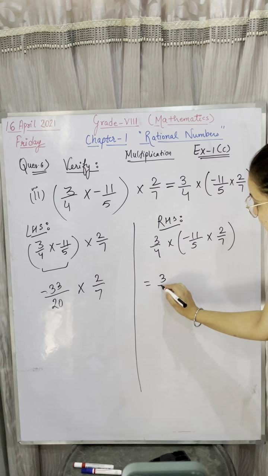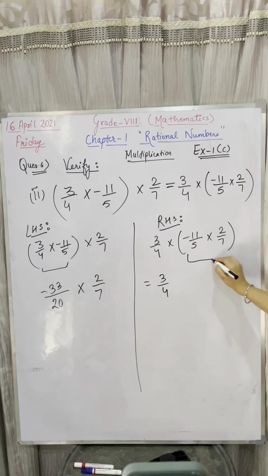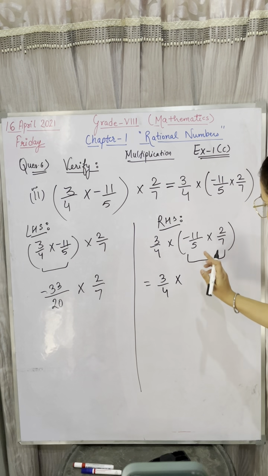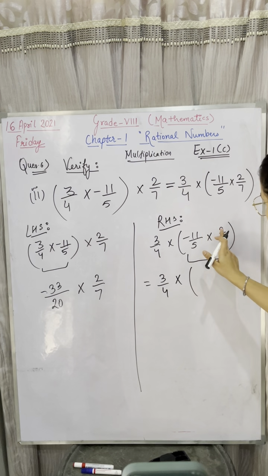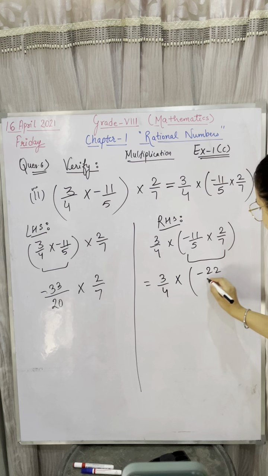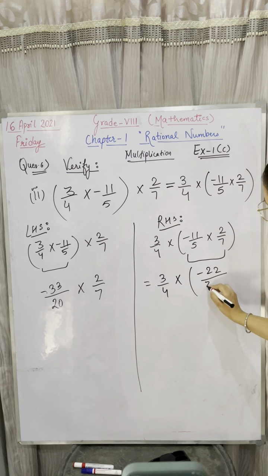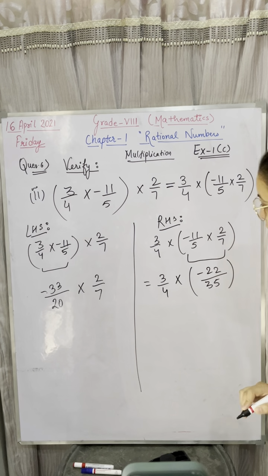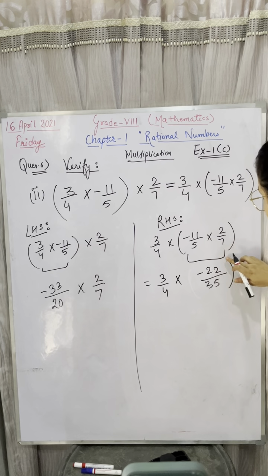3 by 4 will be as it is. We'll solve this bracket. Can we cancel anything? 11, 7, 5, 2. No, we can't cancel, so write them as it is. So 2 11s are 22, divided by 5 7s are 35. Now you can remove the bracket also.